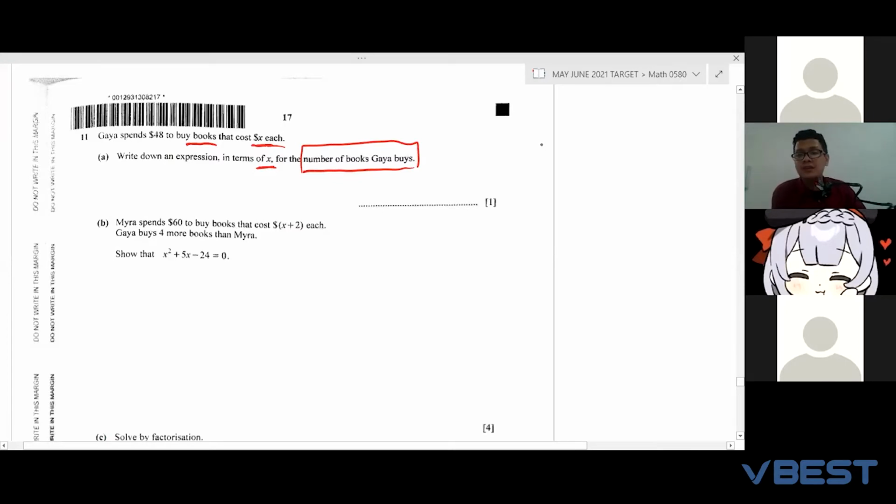So Gaia buys $48 for the number of books that we don't know. So I put here maybe Y books, because we don't know. But they said that the cost for one book is X dollars. Each means one book. So they ask for an expression of the number of books that I buy, which we don't know.